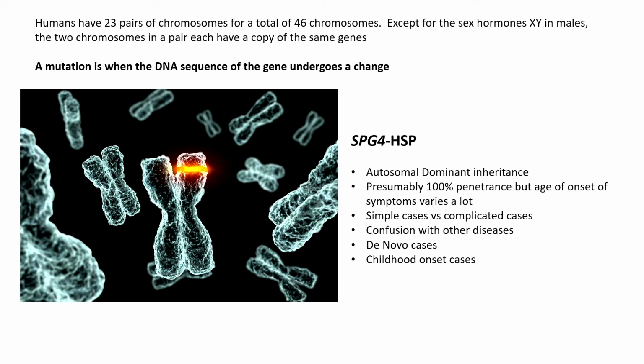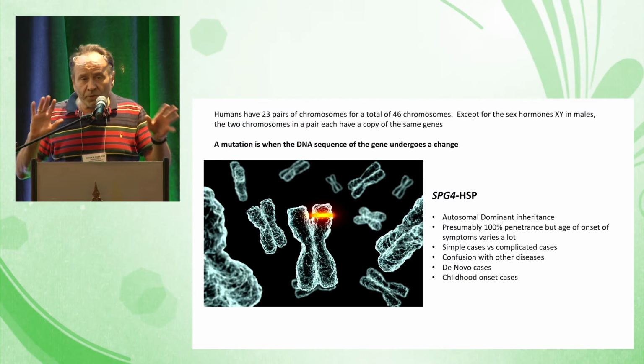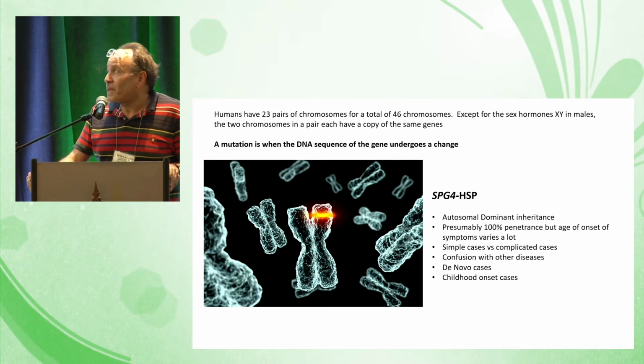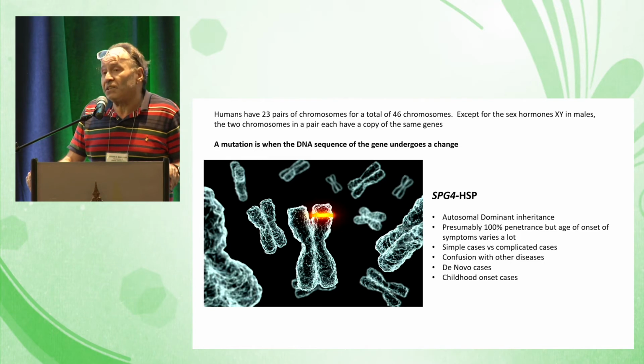Now, you all know about the XY. Men are XY and females are XX. All of the other chromosomes are identical, though. You have one from your mother and one from your father, and they're called your autosomal chromosomes. You have the sex chromosomes and then the autosomal ones. And the Spast gene is an autosomal gene. So it's not present on XY, it's an autosomal gene.